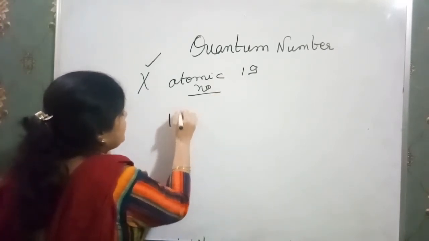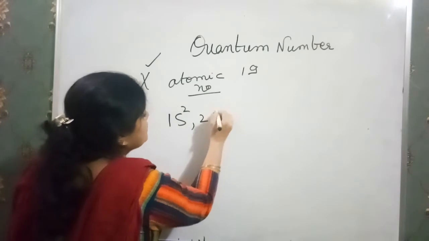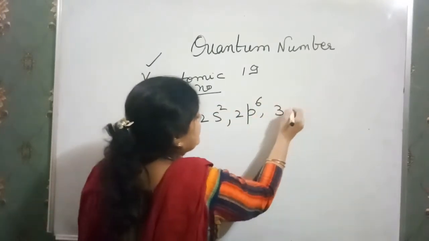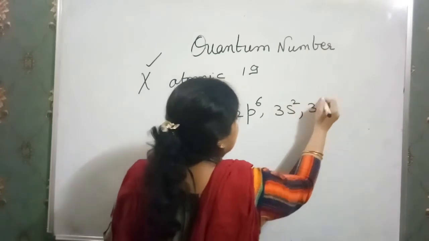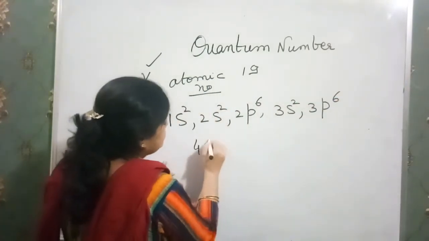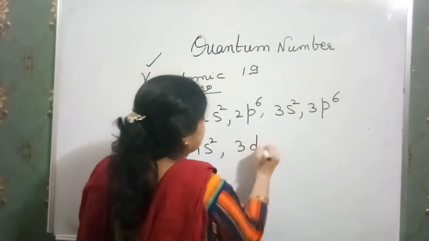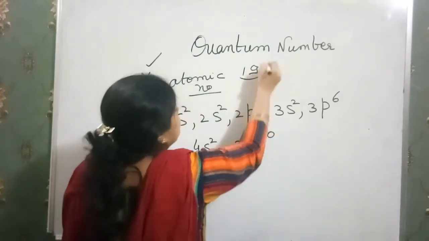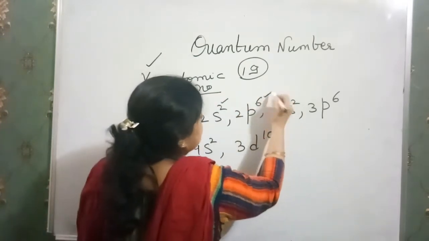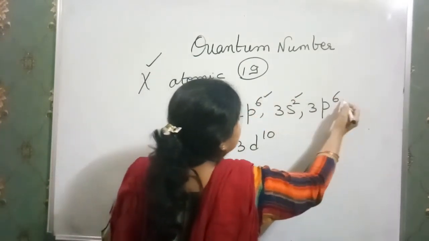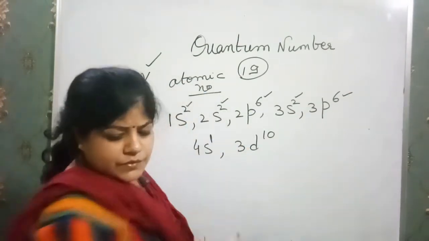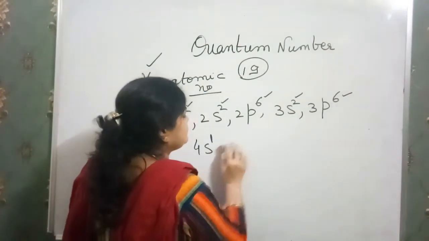So we write 1s2, 2s2, 2p6, 3s2, 3p6, 4s2, 3d10. Now count, we have 19. 2, 4, 6, 10, 12, 6, 18, 19. Okay, so there is no need of that.